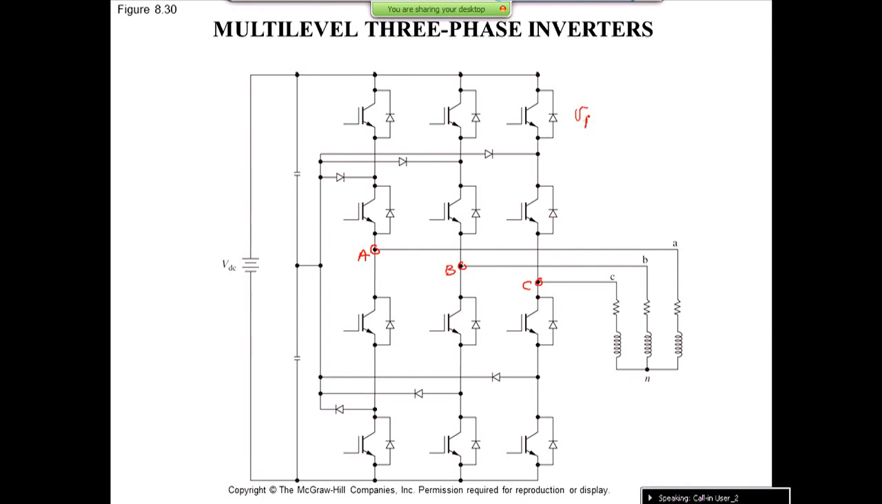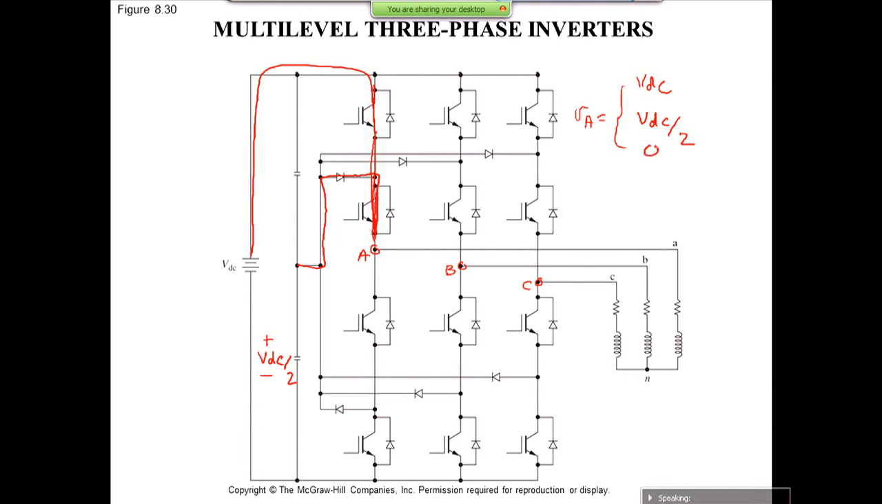And if you look at the voltage of point A, before it was either 0 or VDC. Here, VA could be VDC, and that is when you turn this switch on and this switch on. So VA is actually shorted to your source. Or VA could be VDC over 2, which is the voltage of this cap. And how does that happen? That is when this diode is turned on and this switch is on. Or it could be 0. And how does that happen?